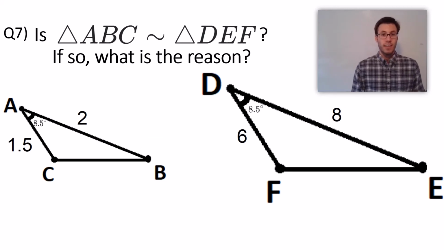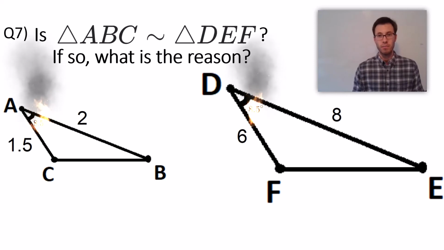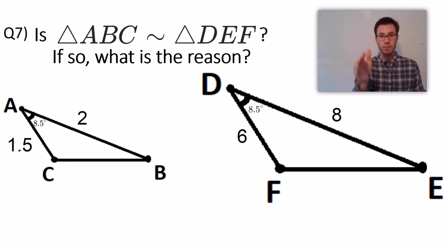All right, let's look at this example here. Is triangle ABC similar to triangle DEF? It's the same way we're looking at it, at every single one of these. What we see is a shared angle here. So we see a side, the 8 and 2, the angle, which is the same measure, and then we see a side, the 6 and the 1.5, corresponding to each other.